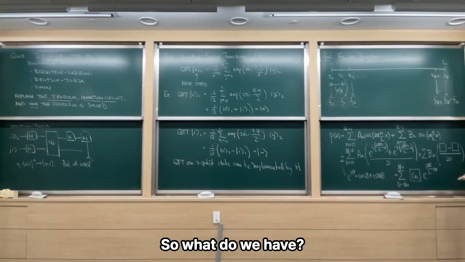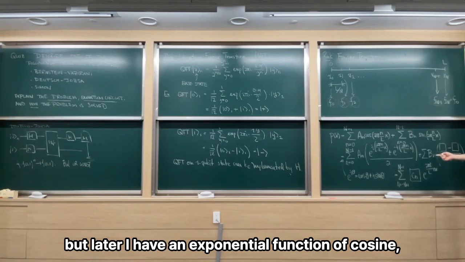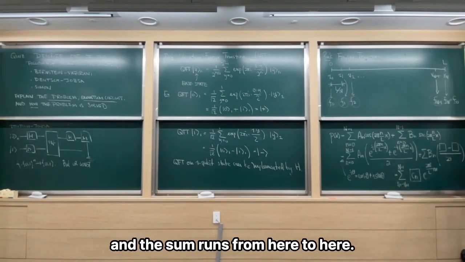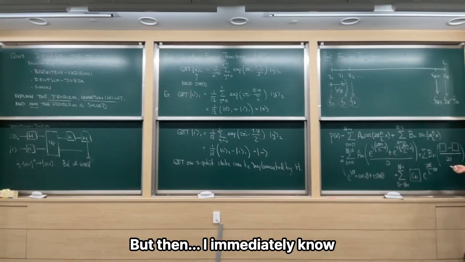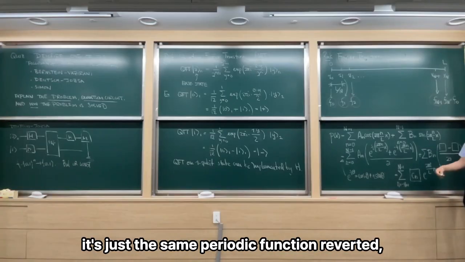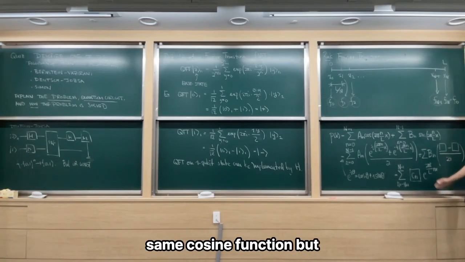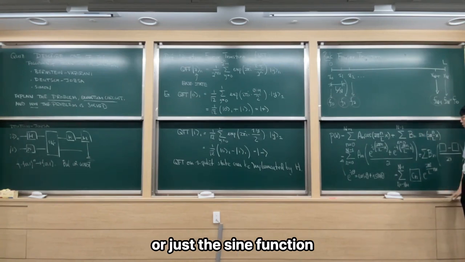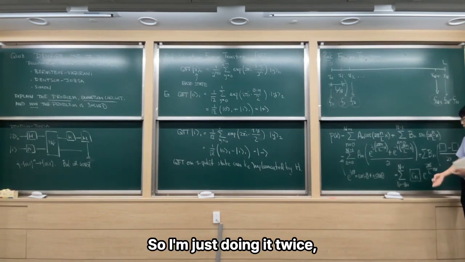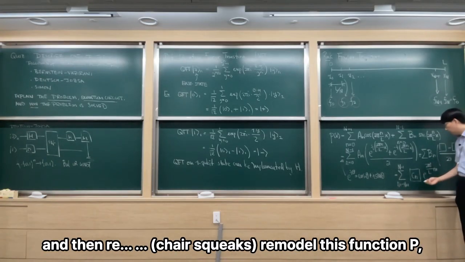So what do we have? I started from the periodic function, but now I have an exponential function with imaginary exponent, and the sum runs from here to here. But then I immediately know that I don't really need the negative part. If I have a negative part, it's just the same periodic function reverted, like the same cosine function, or the sine function with a different sign. So I'm just doing it twice. It's redundant and not giving any new information. So I can just get rid of the negative part.